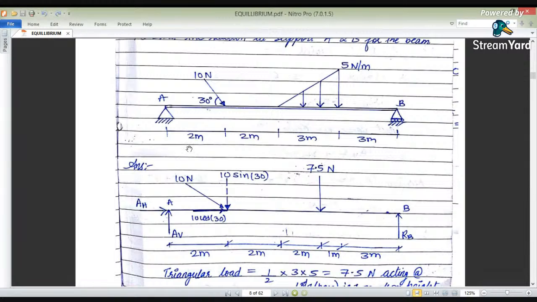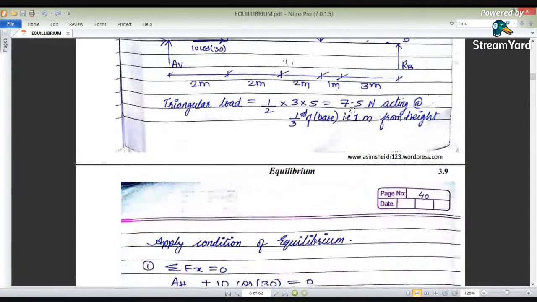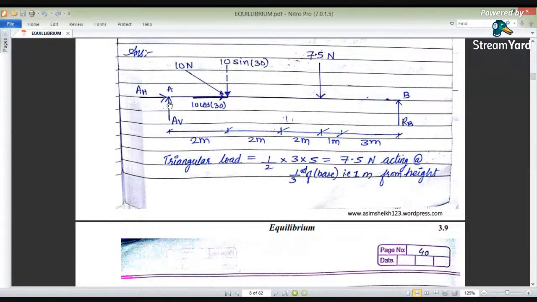Again, we have released the support A. We have released the vertical reaction at A and the horizontal reaction H at A. Again, we have released the roller support, that is a vertical reaction at B. It is a simple problem with the same procedure. In the same sense, we will first find out the horizontal reactions, because horizontal forces have to be balanced here.